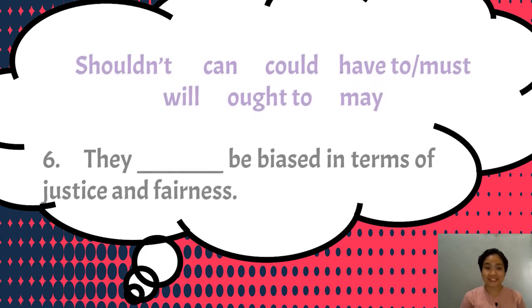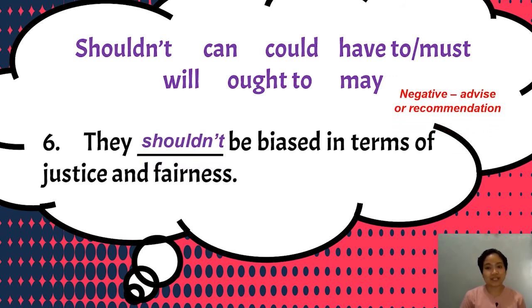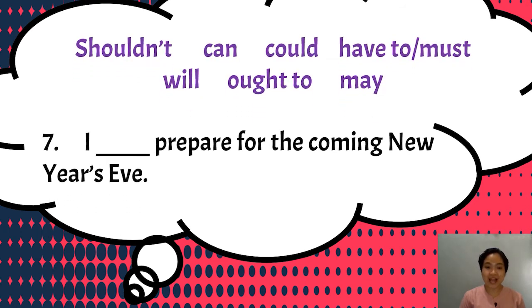Number 6. They blank be biased in terms of justice and fairness. The answer is shouldn't. It shows negation. It is an advice or recommendation. And last number. I blank prepare for the coming New Year's Eve. The answer is will. It shows future. Did you get the perfect score? Good job!